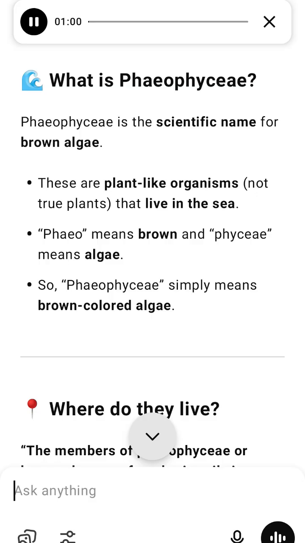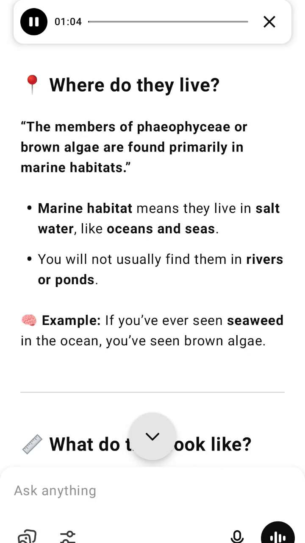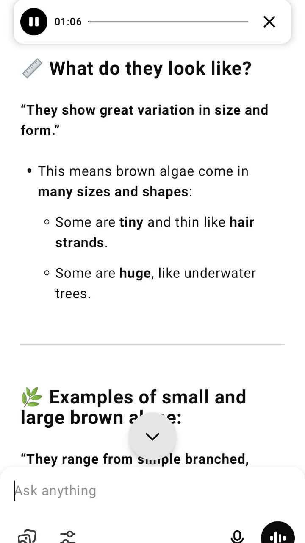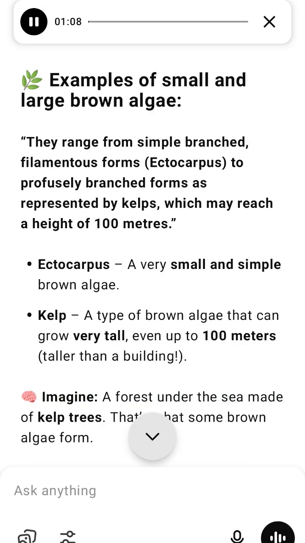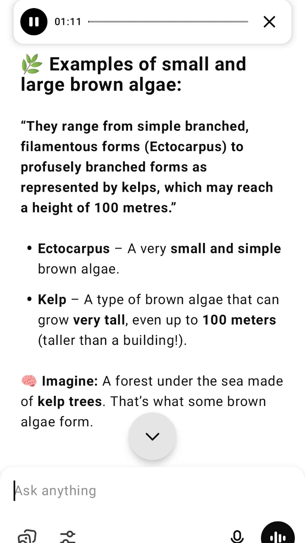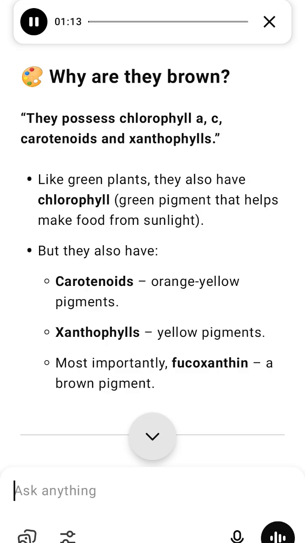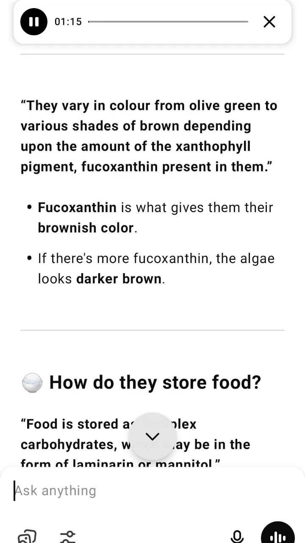Why are they brown? They contain many pigments. Chlorophyll A and C, green color, helps in photosynthesis. Carotenoids, orange-yellow color. Xanthophylls, yellow color. Fucoxanthin, this brown pigment gives them their brown to olive green color. More fucoxanthin equals darker brown. What do they store as food? They make food from sunlight, like plants. They store this food as laminarin, a type of sugar, and mannitol, another sugar-like compound.